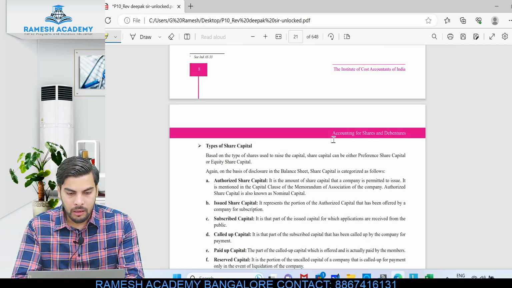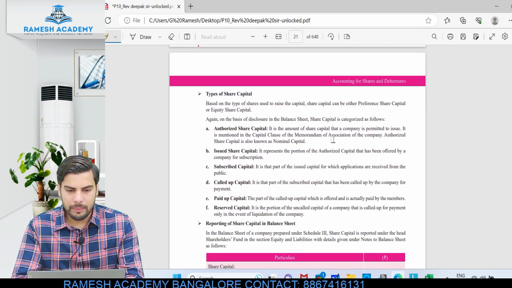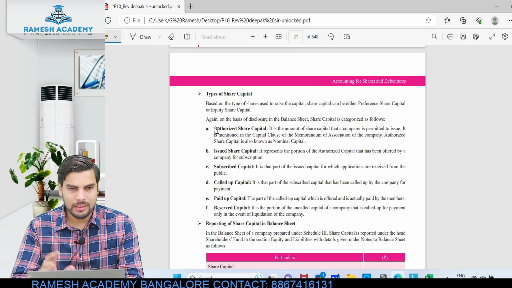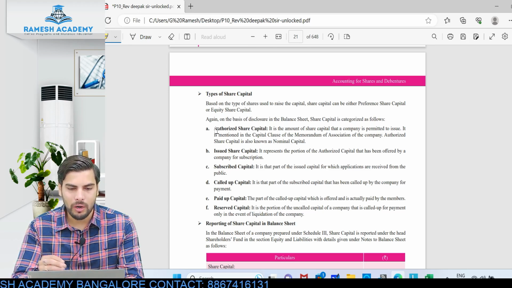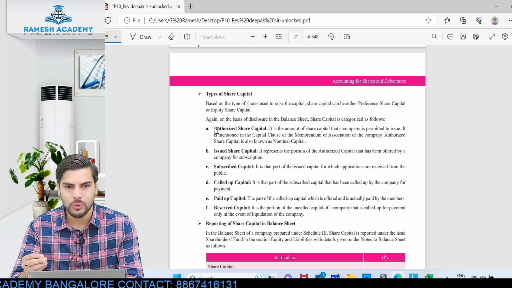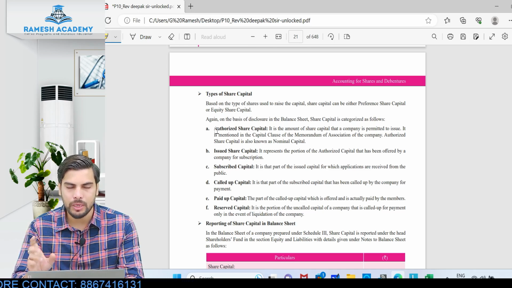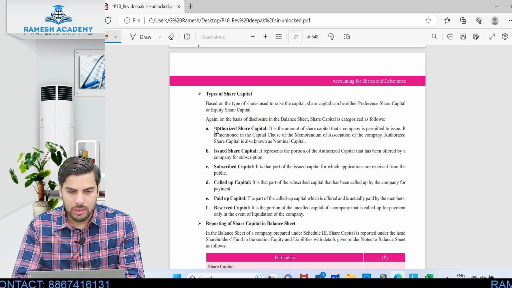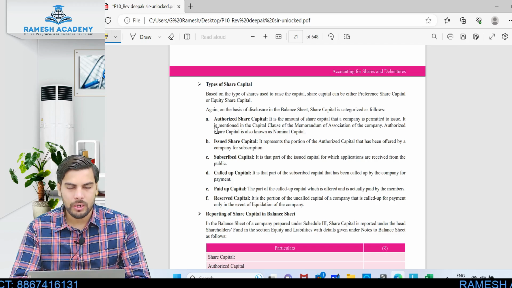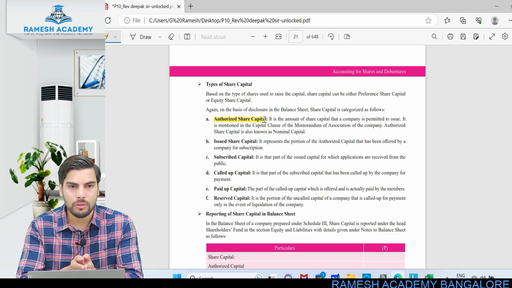Clear? Now when it comes to types of share capital, just remember the meaning. They will not be asking any question from this, but you should know what exactly is authorized share capital, what is issued share capital, what is paid up share capital, what is called up capital, what is subscribed capital. All these terms you should have knowledge of. So let's have a look at this. When it comes to different types of share capital, the first type is authorized share capital. So what is this authorized share capital?